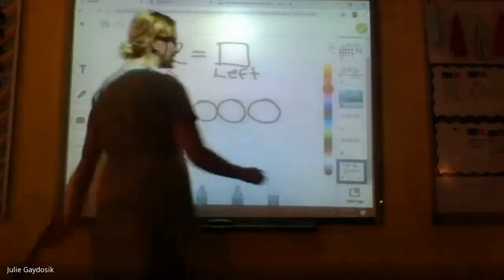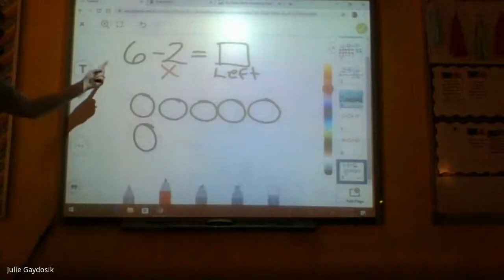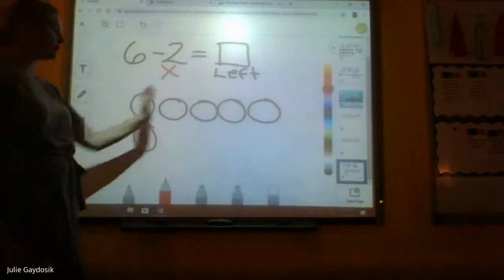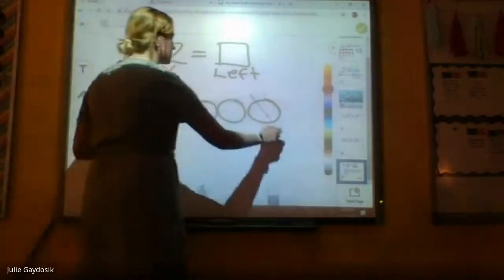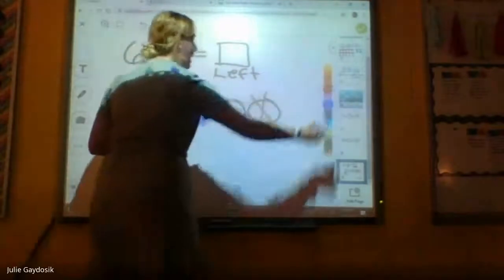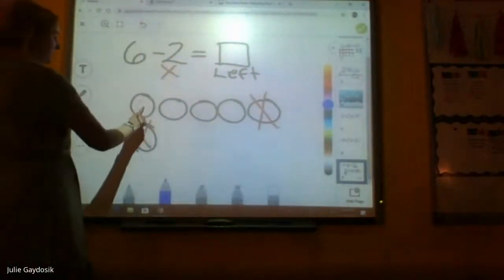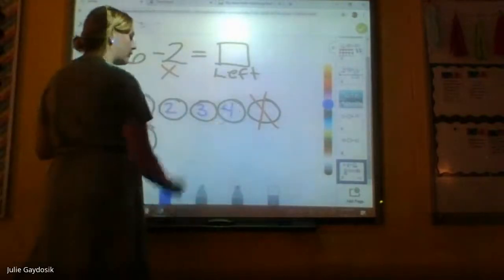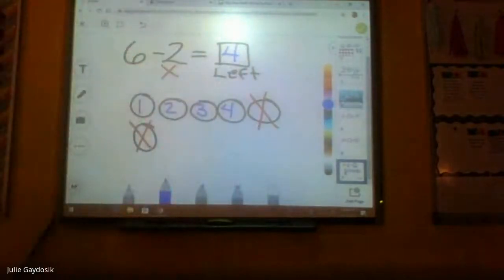Oh, and in subtraction, you only draw the first number, right? You don't draw that second number. You only draw the first number. So I drew my 6 circles. And now I'm going to take away 2. And then how many circles do I have left? 1, 2, 3, 4. I have 4 monkeys left, right?